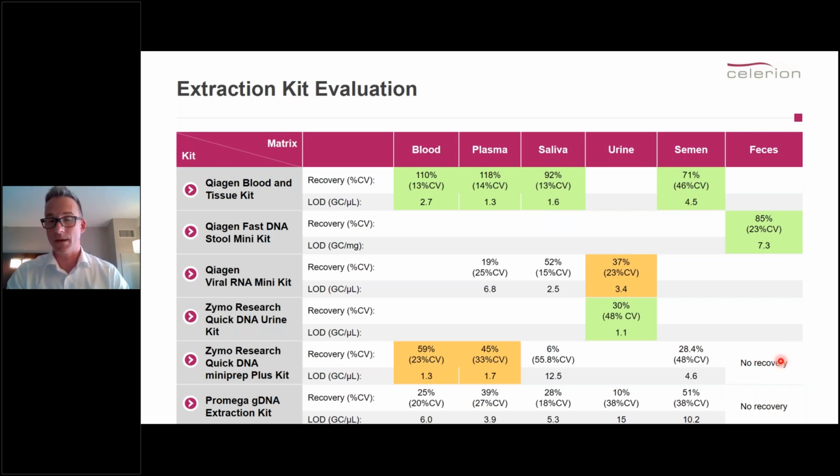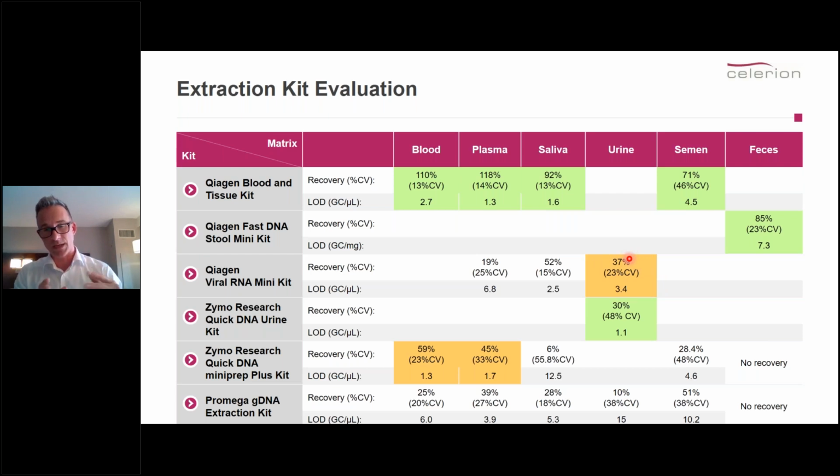So yeah, I'm very glad we tested that and showed that this was not suitable for our particular product. Urine as well, as I said, we're happy with a 20% recovery, and we had 2 candidates that we thought would be suitable. The Zymo Research kit with a 30% recovery, and then also the QIAGEN viral RNA mini kit as well, 37% recovery.